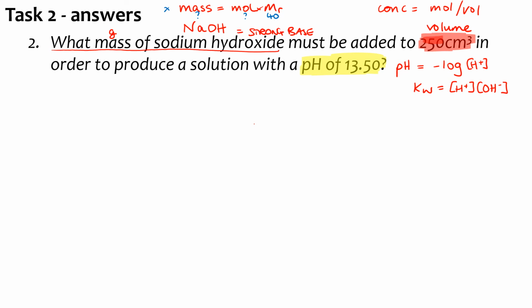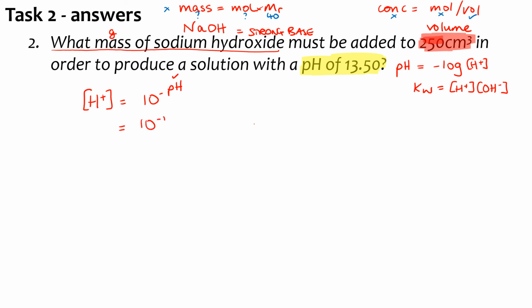Now, because we haven't worked out moles yet, although we have the volume, we can't work out the concentration. So we can't use either of those expressions. So what can we do? Well, we've been given a pH, and we should know by now that H plus is equal to 10 to the minus pH. So because we have the pH, we can calculate the concentration of H plus.